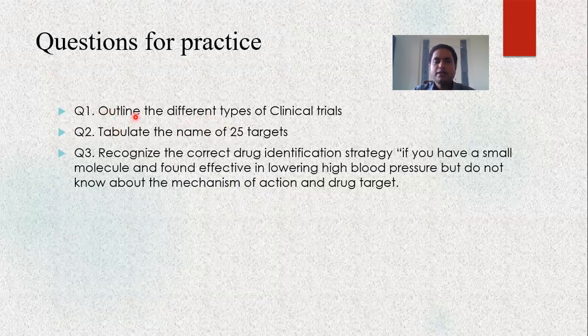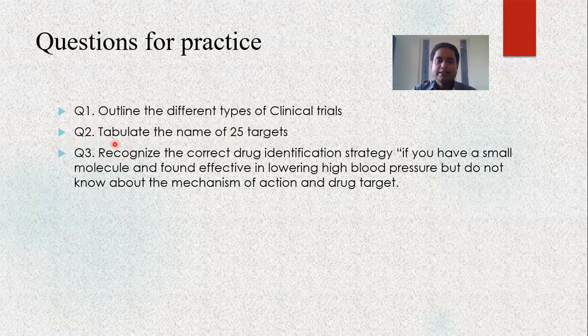So the first question is: outline the different types of clinical trials. I have also mentioned in this lecture how many types of clinical trials are performed. The second question is: tabulate the names of 25 targets. You just have to make a list of 25 targets, naming these proteins, by using a Google search.